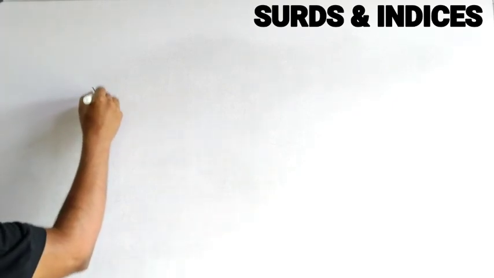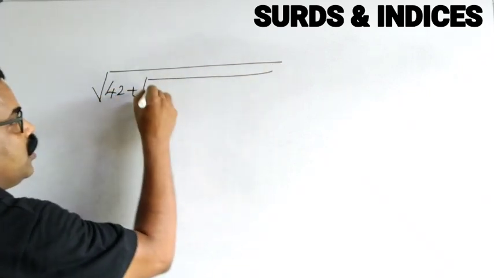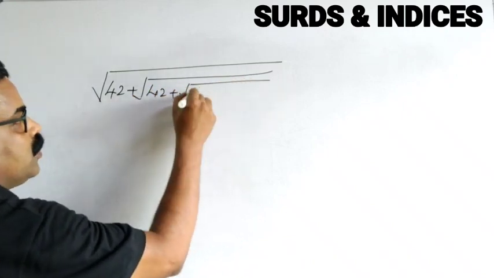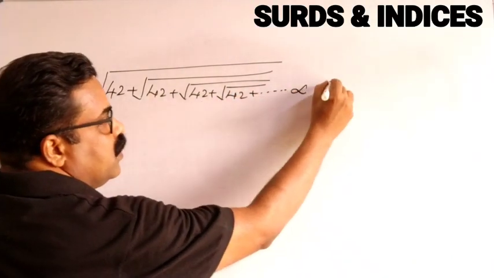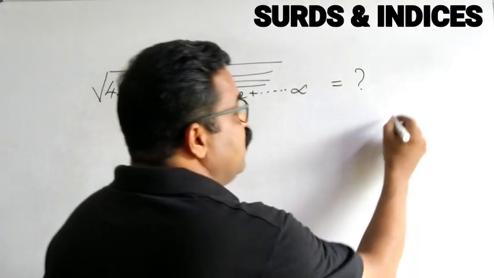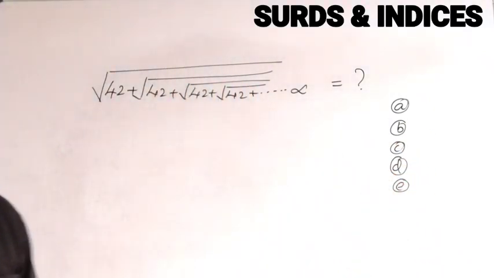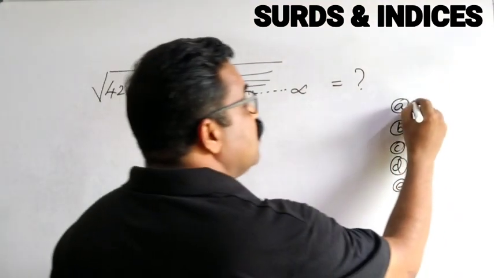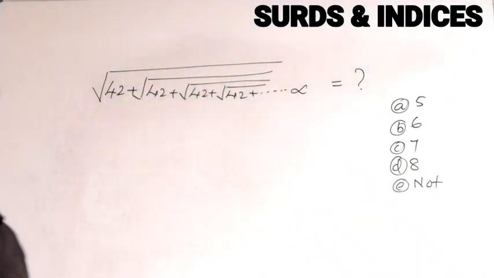Next type of questions. Generally, this type of questions are asked in your exam. Root 42 plus root 42 plus root 42 plus root 42 plus up to infinity is equal to what? So options are also given. What are the options given? The options are 5, 6, 7, 8, none of these. So these are the options given.